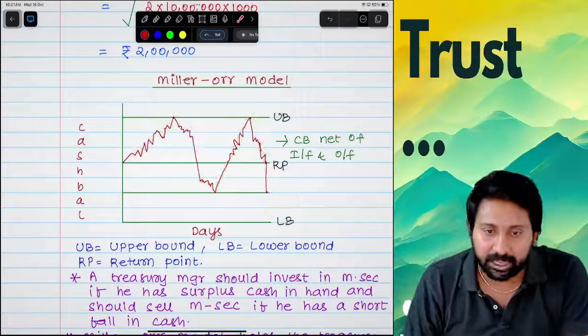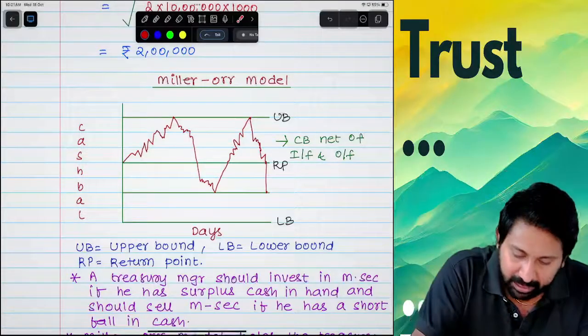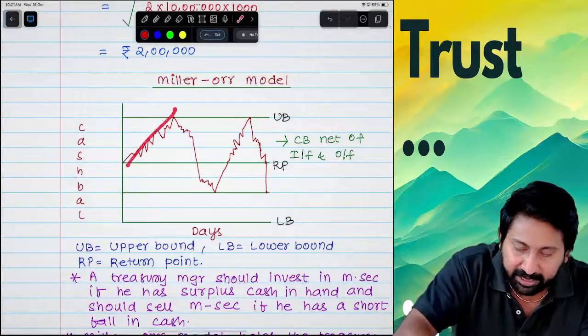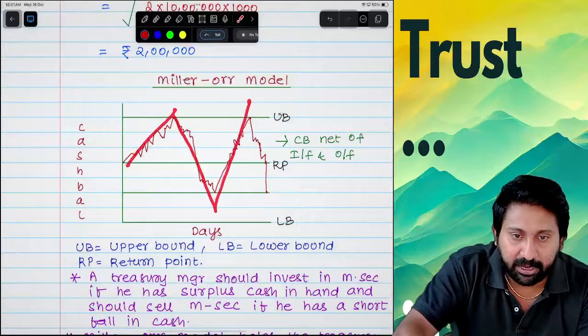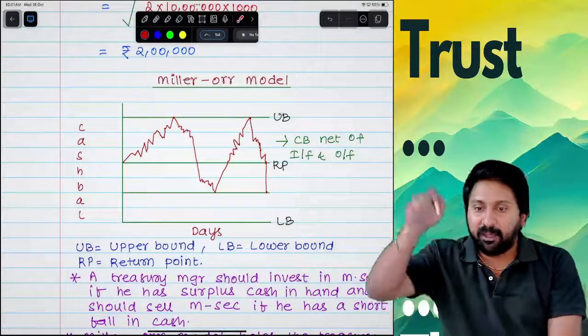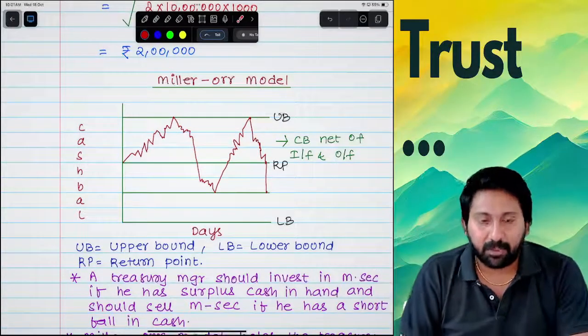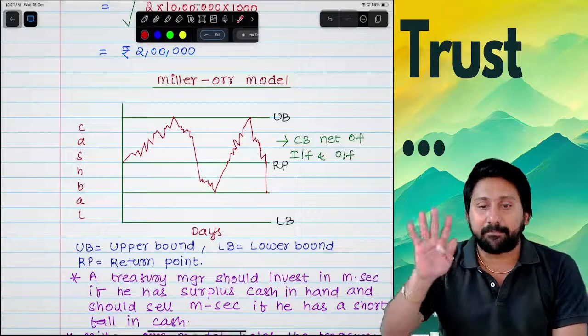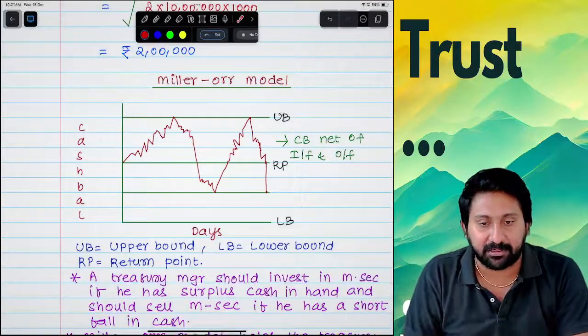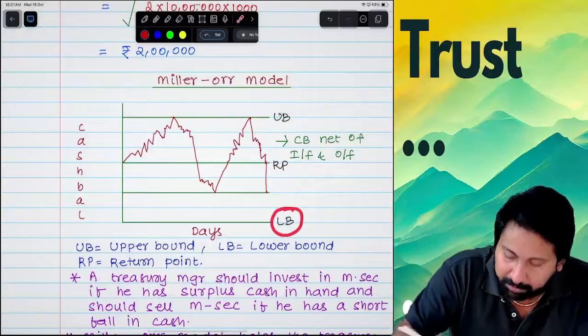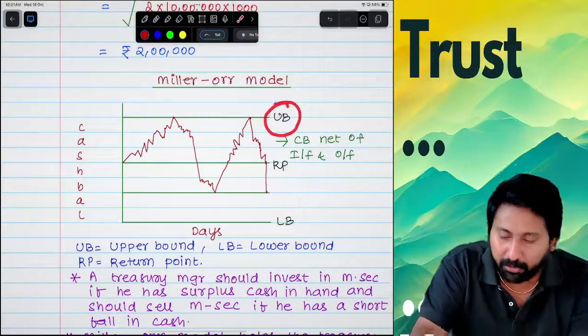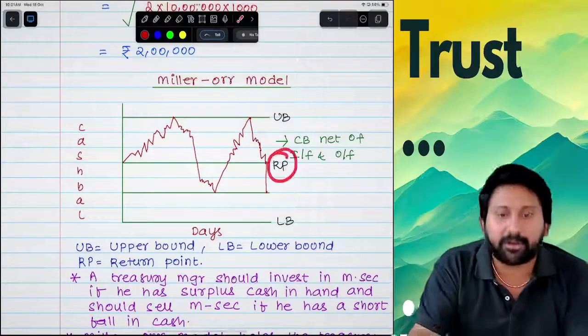Correct? Therefore, whenever inflow is there, it will rise. Whenever outflow is there, it will fall. Rise or fall, like that, cash balances will move in an ECG type pattern. Okay, he said that three balances you need to maintain. How many? Three. Lower boundary, upper boundary, return point or repeat point.